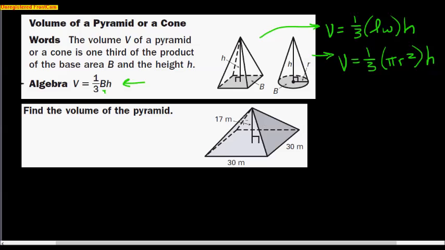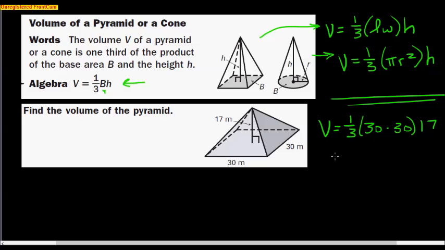Example one looks like this. It's a pyramid, so I'm going to use this first equation. Again, this is a plug in what we give you, and then just solve for the thing that we don't. So we give you the length and the width down here of the base, so I put that in there. And then I have a height of 17, so I put that in there. This is just a case of multiplying all these together.